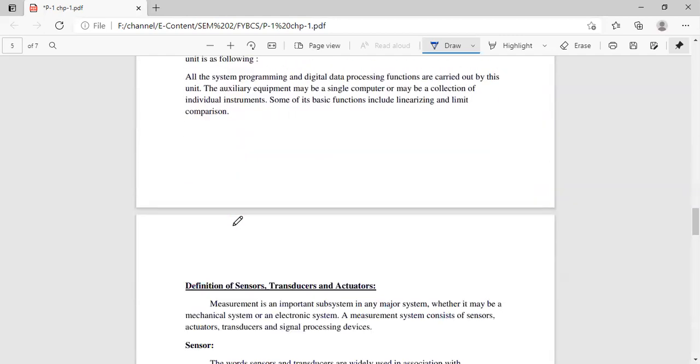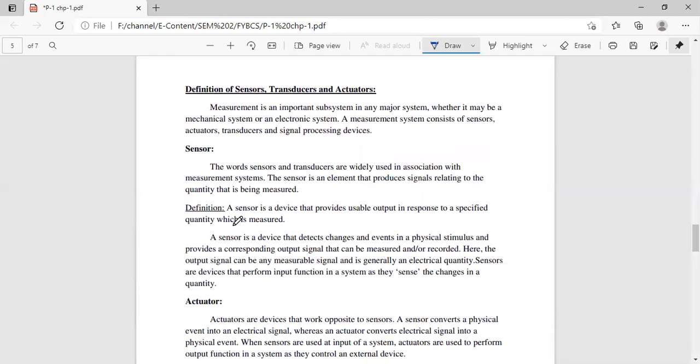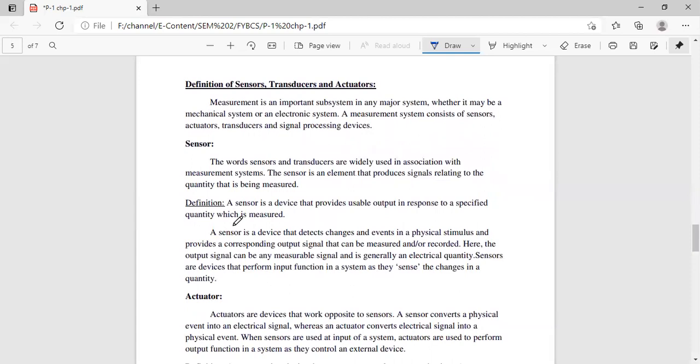After that, we'll actually see what is the sensor, what is the transducer, and what is the actuator. What is the difference between all these three? The measurement is an important subsystem in any major system, whether it be a mechanical system or an electronic system. Now, measurement is going to be a very important parameter, no matter in which field or in which sector you are working.